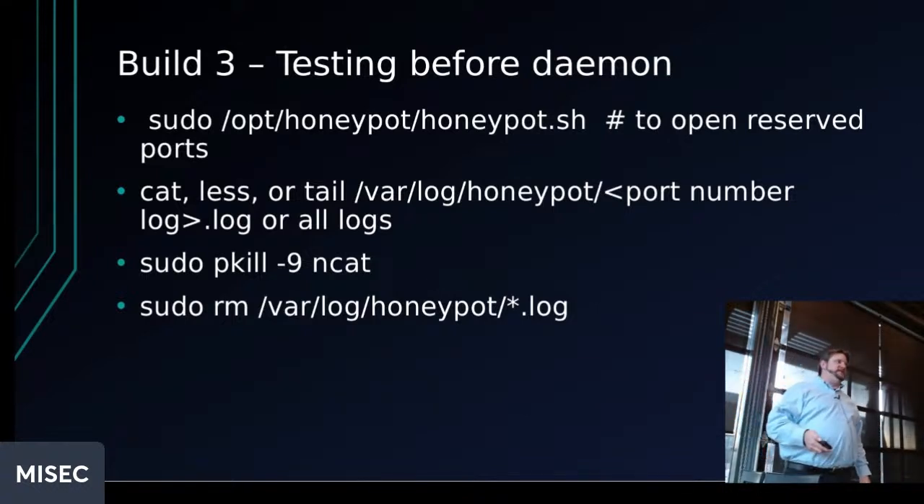If you need to kill a process, pkill -9 will kill all processes with this name. So in my case, it's pkill -9 netcat because the script calls netcat. And then if you want to remove the logs, sudo remove logs.